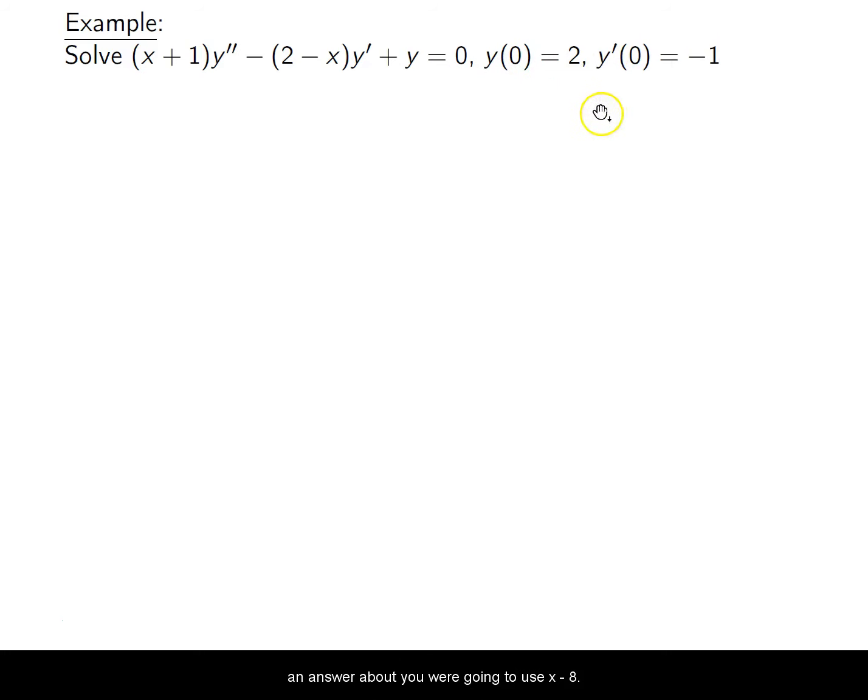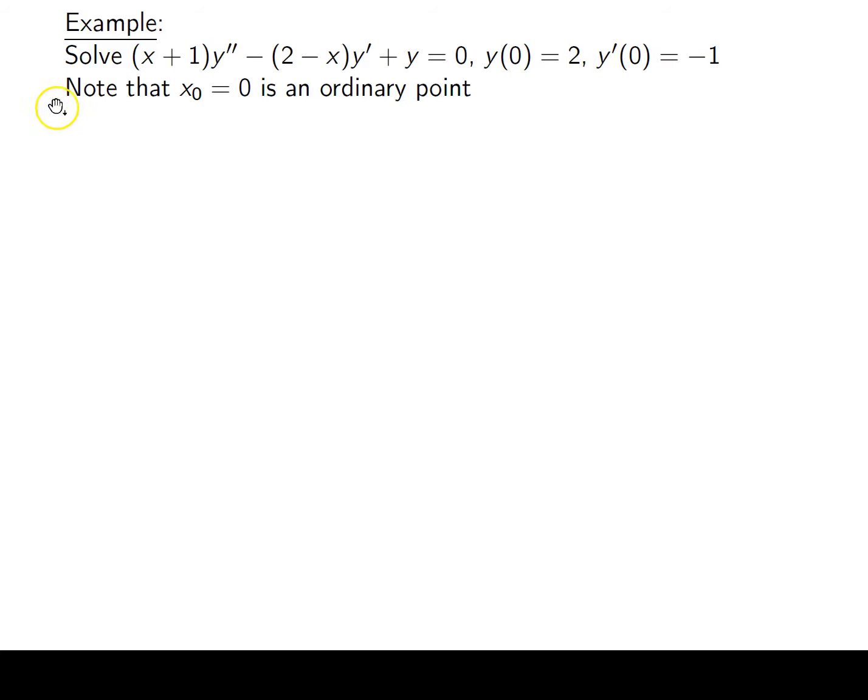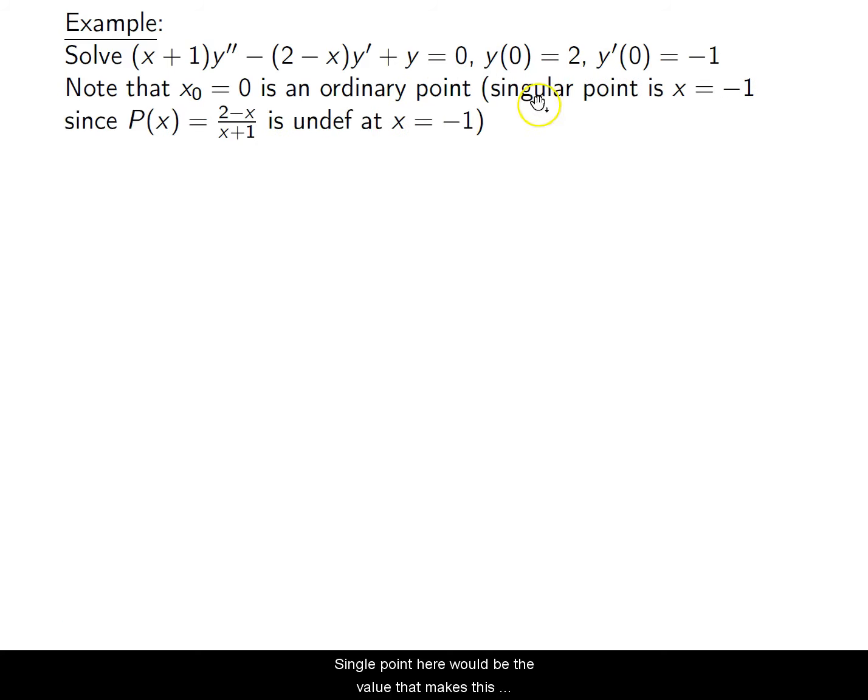If I don't have an initial value, we're going to use x minus a, okay? So note that x naught equals 0 is an ordinary point. That's where I'm centered at, okay? The singular point here would be the value that makes this 0, because when I divide this across to make this in the standard form, I would have p of x be 2 minus x over x plus 1.